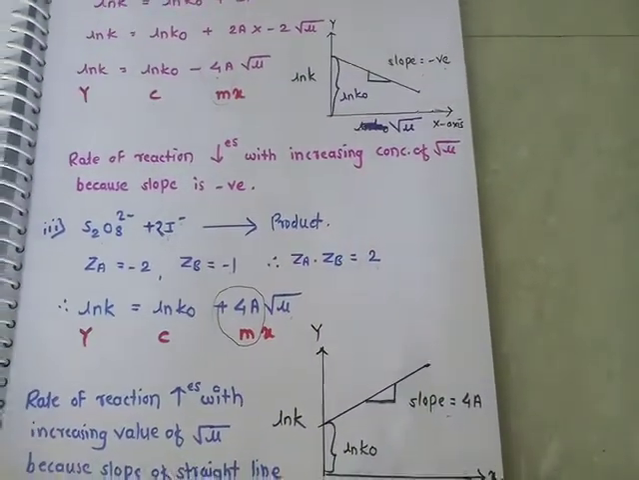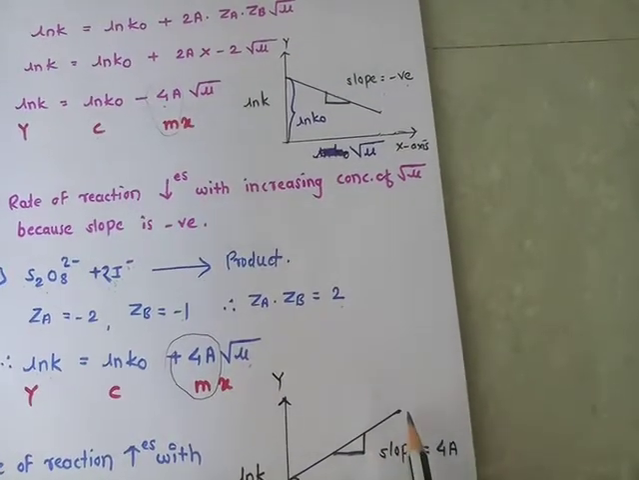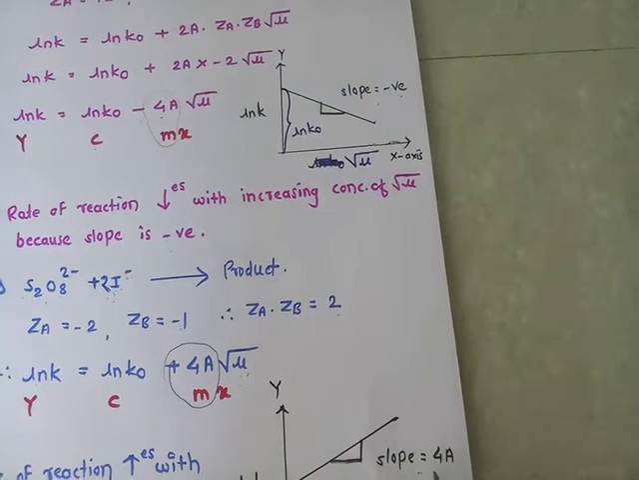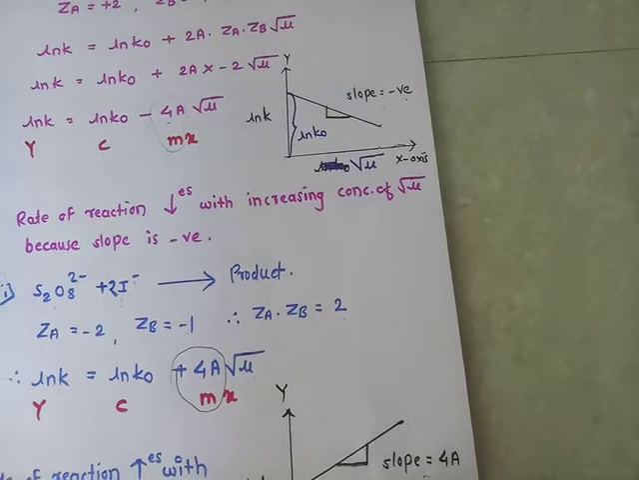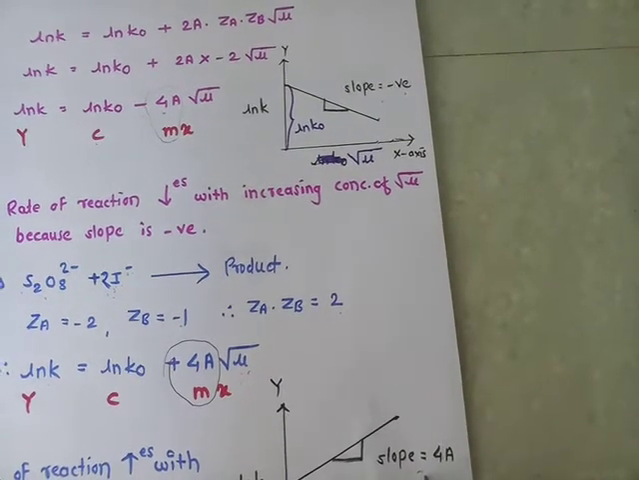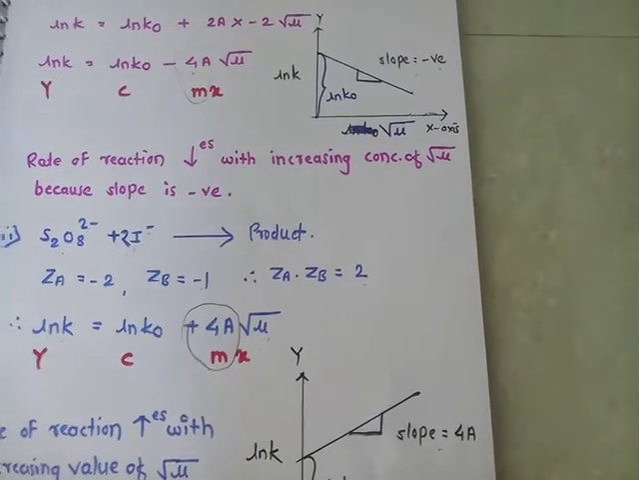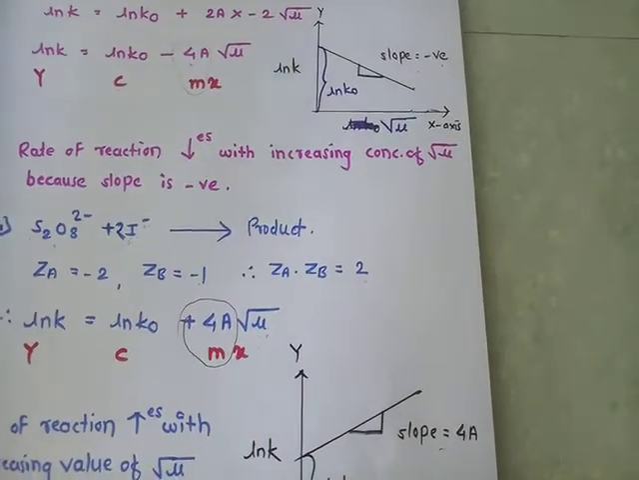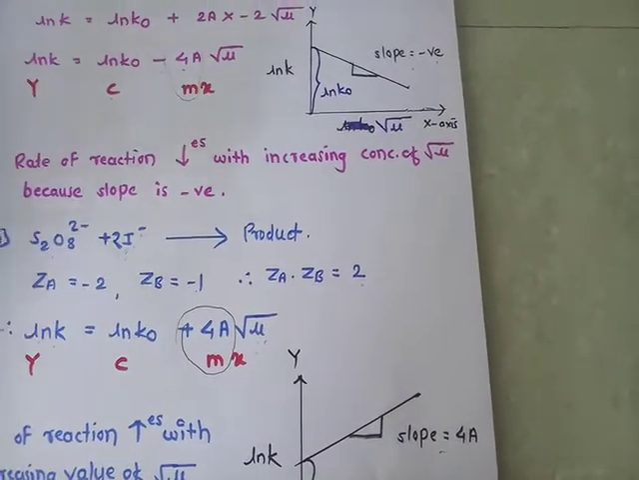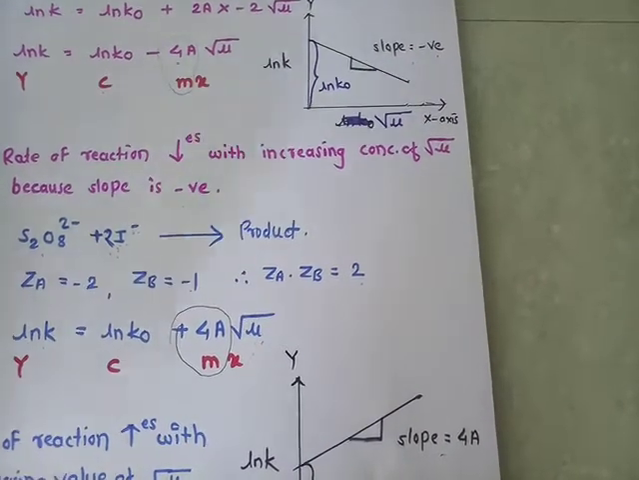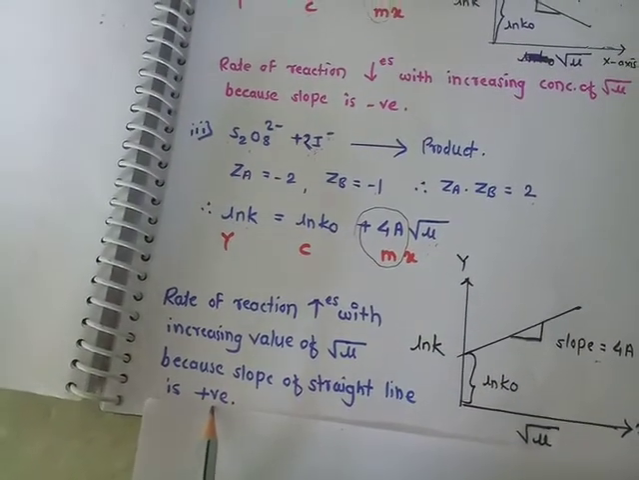This is the graph. We get an ascending line. Slope of the ascending line is positive. This slope of this line is positive. It indicates that rate of the reaction increases with increasing value of the ionic strength because slope of the line is positive.